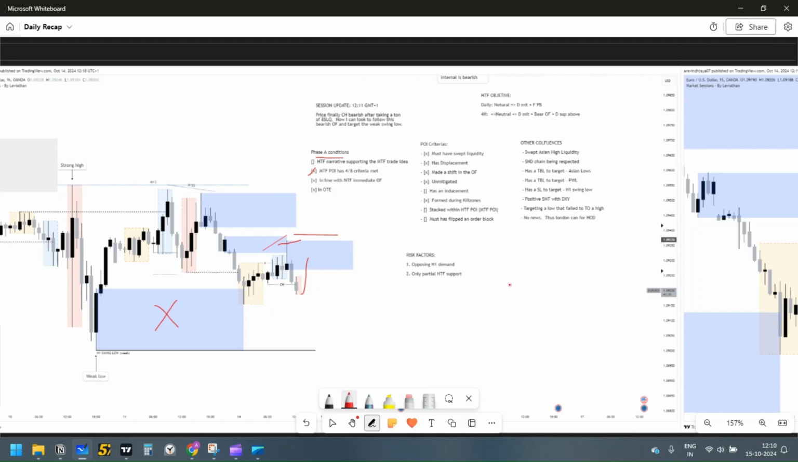So what are the risk factors? There is an opposing demand. This demand would fail, but still it's a demand, and I must include this in the risk factors.